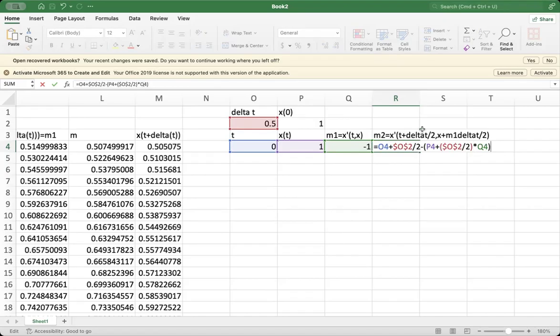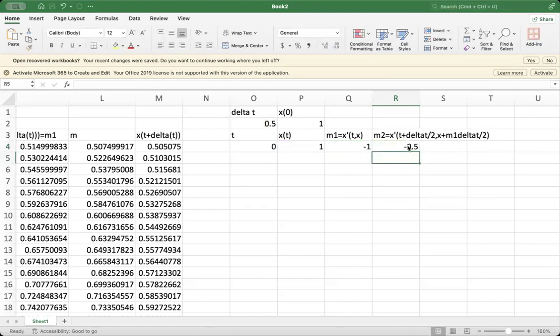We plug in t plus delta t over 2, comma x plus M1 times delta t times 2. Plug that in for x, plug that in for t, and that gives us that value. And I think that checks out because of the delta t step, so it'd be 0 plus 0.25 minus x is 1. Following the slope for half is going to be negative 0.5.